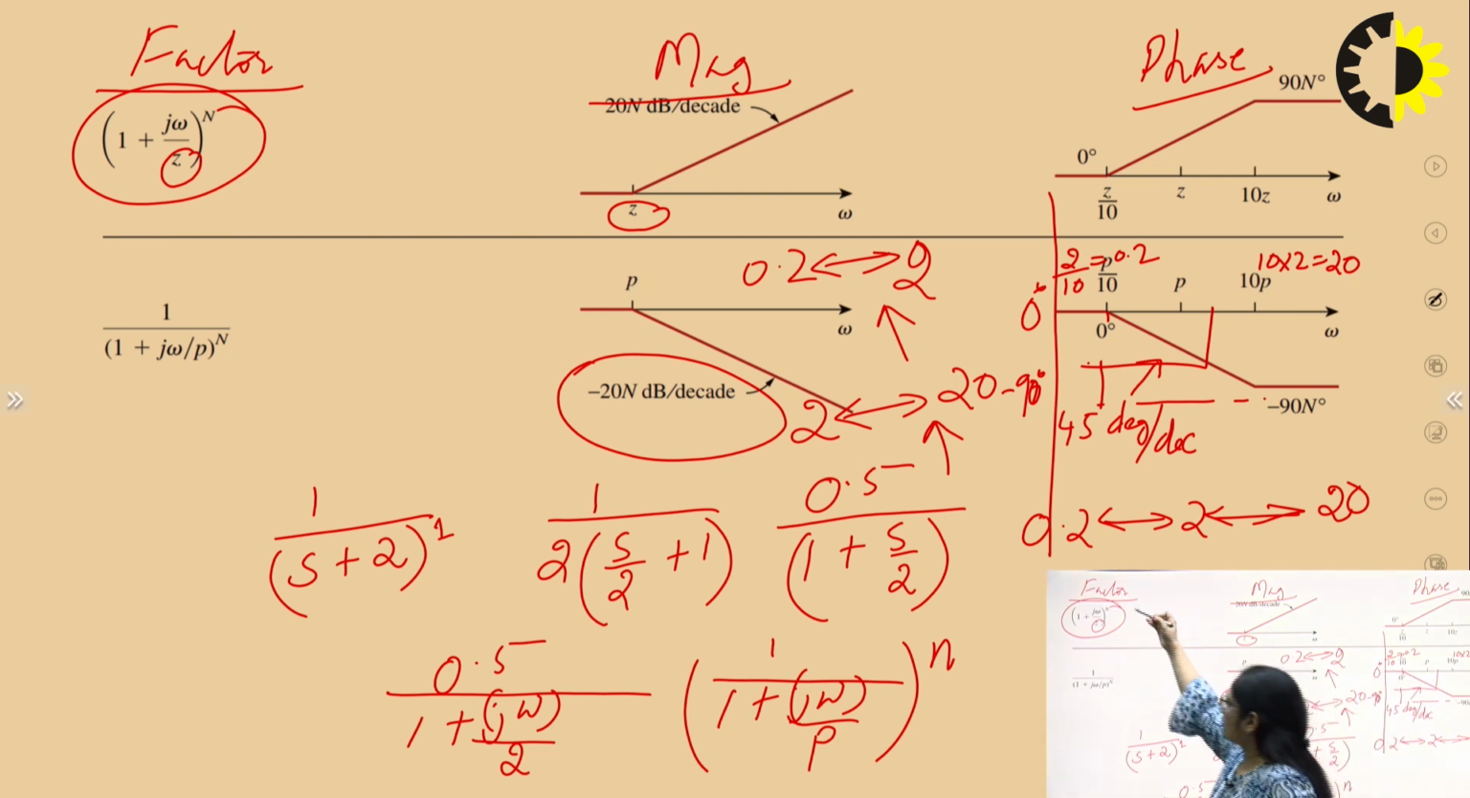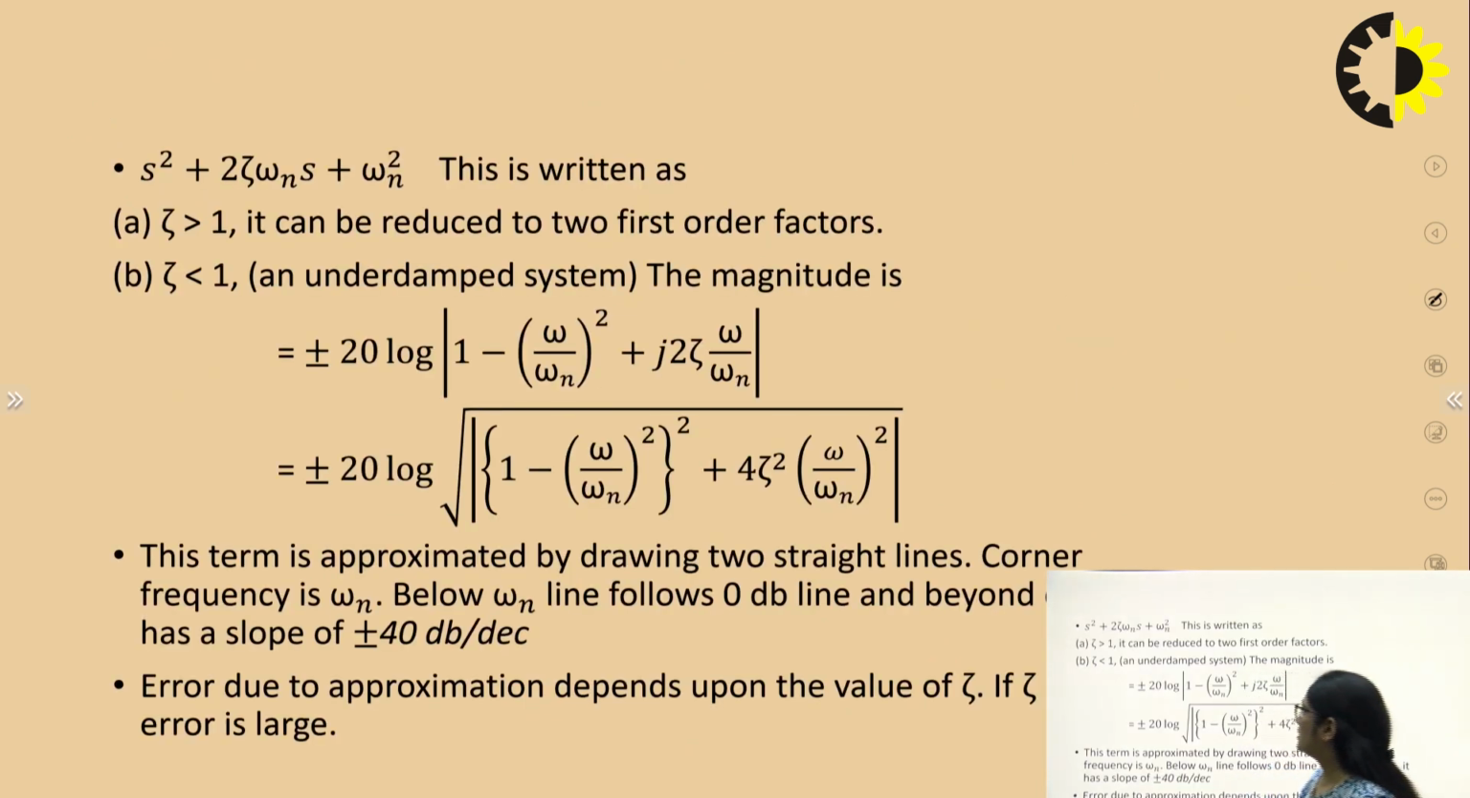Similarly, we plotted for the factor in case of zeros. This is about the simple zero and simple pole. We could also have a term of the second order, that is s square plus 2 zeta omega n s plus omega n square.